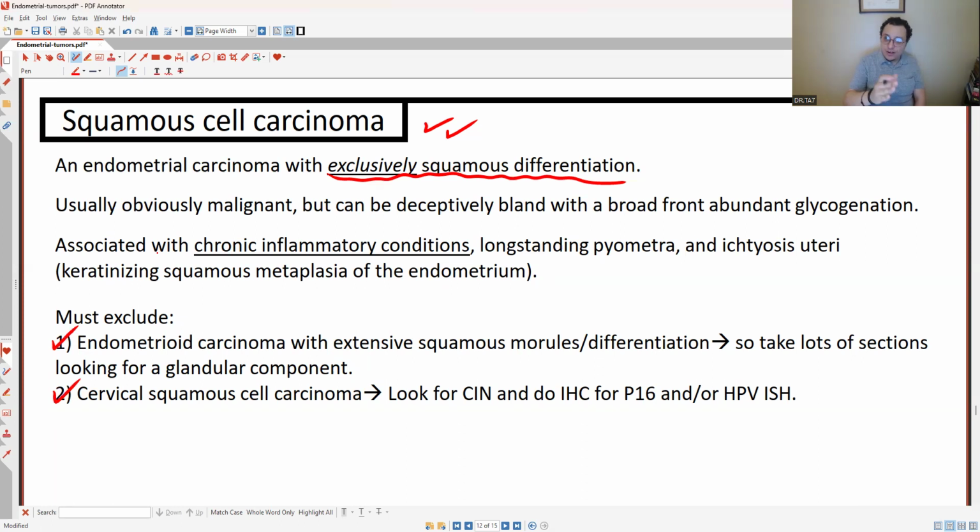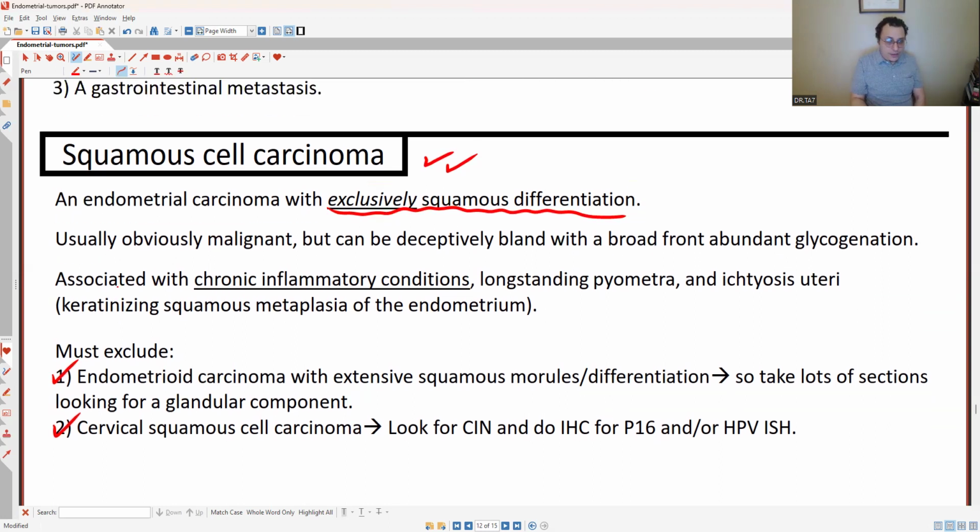You need to make sure that you are dealing with an endometrial tumor, not a cervical tumor, and examine the cervix carefully, take the proper sections, and take more and more representatives to make sure that there is no endometrioid adenocarcinoma anywhere. That's just for clinical practice. It will not come up in the boards.